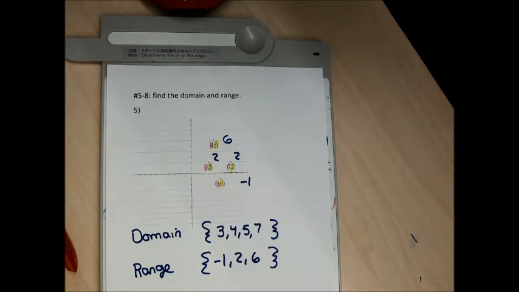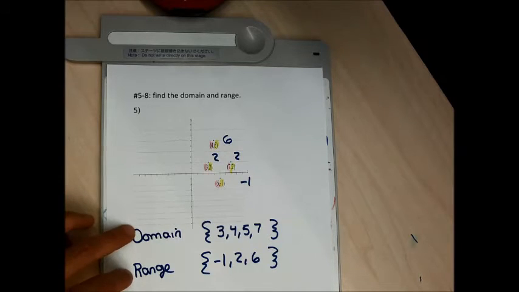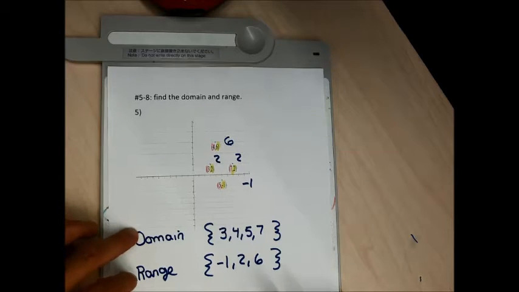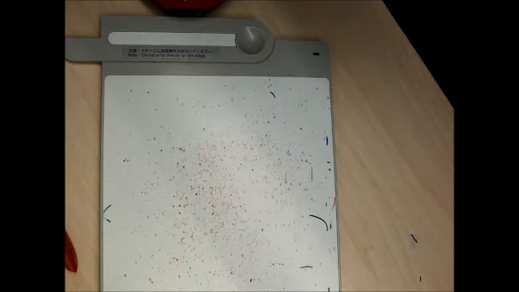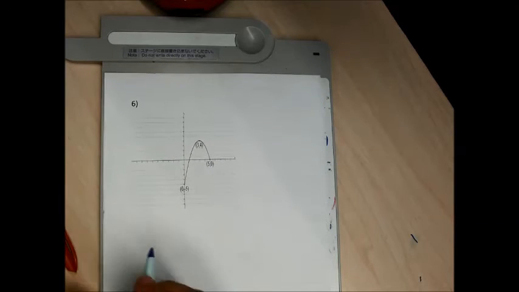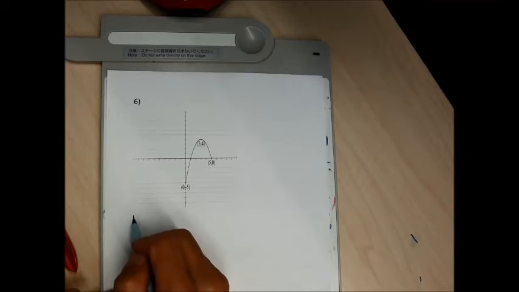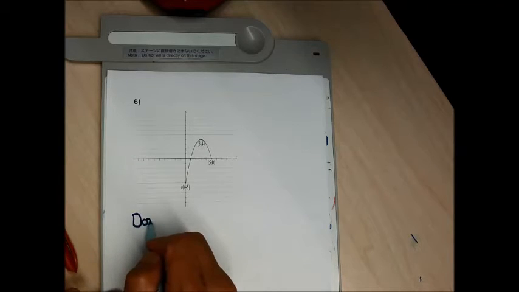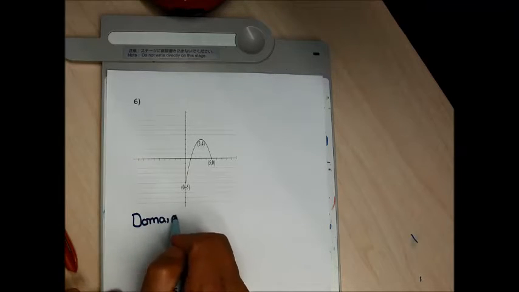And it'd be wrong to connect them. If the points aren't connected, the domain and the range need to be in set braces, and they need to show the x and the y coordinate of every individual point. For number 6, because the graph is connected, all the points are connected, for the domain and the range, your answer should go in an interval.